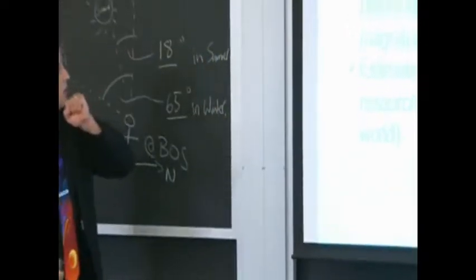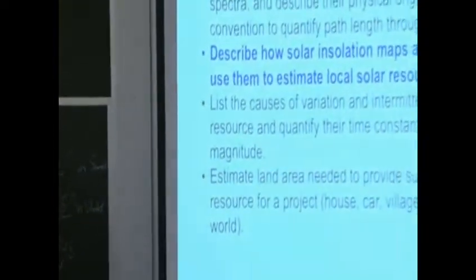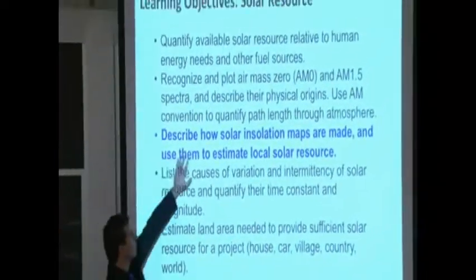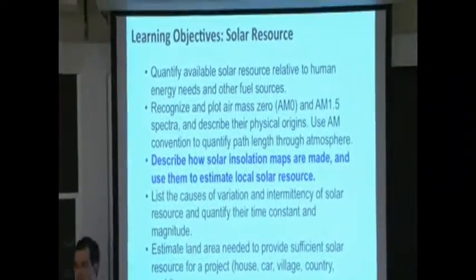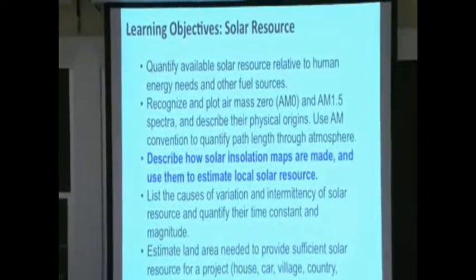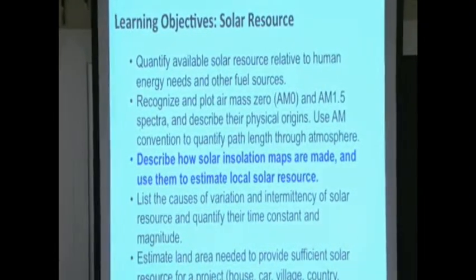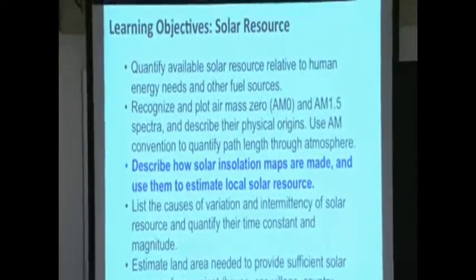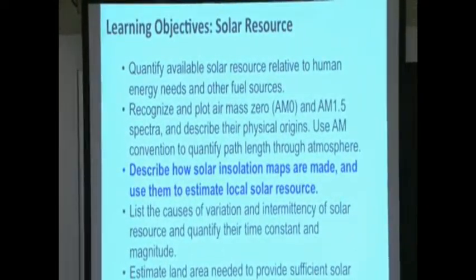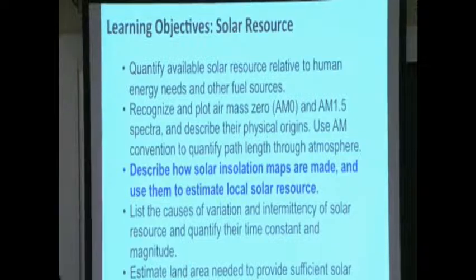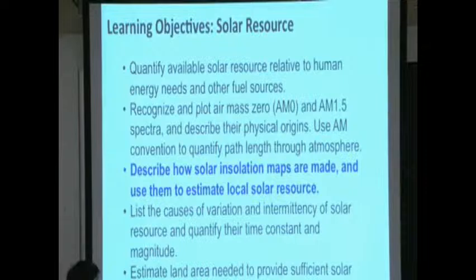Describe how solar insolation maps are made and use them to estimate the local solar resource. So we have metrology. We have techniques that we can use to measure the amount of sunlight that is out there. And now we want to apply those in some systematic fashion to measure the average solar resource around the planet, including the oceans, and then use that information to estimate later on the land area needed, or the size of the array, or how many cells we're going to have to string together based on the solar resource locally.